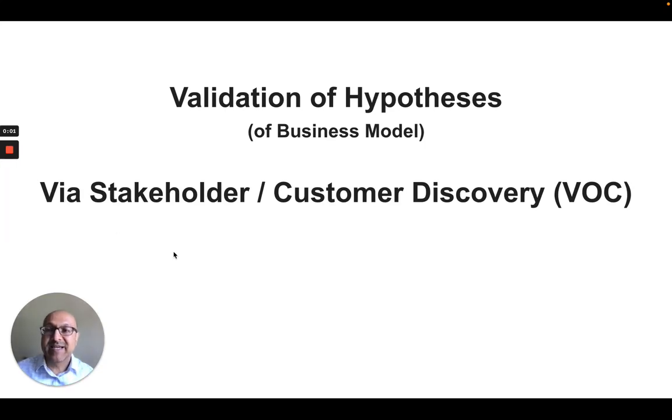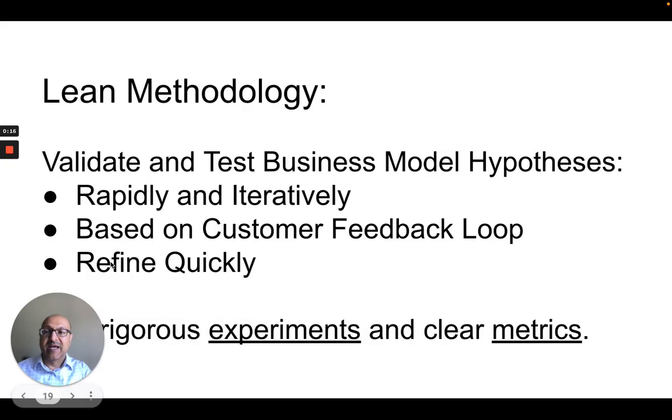Okay, we are back to talk about validation of our hypotheses of our business model, and we do this via stakeholder discovery, also known as customer discovery or VOC, voice of the customer. So let's take a look at how we do this. We use the lean methodology, or various aspects of it, to validate and test our hypotheses. What are our hypotheses? Those are the 9 elements of a business model canvas.